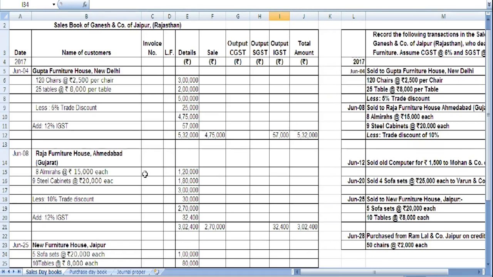We have sales return and purchase return also, which we will do the other day.